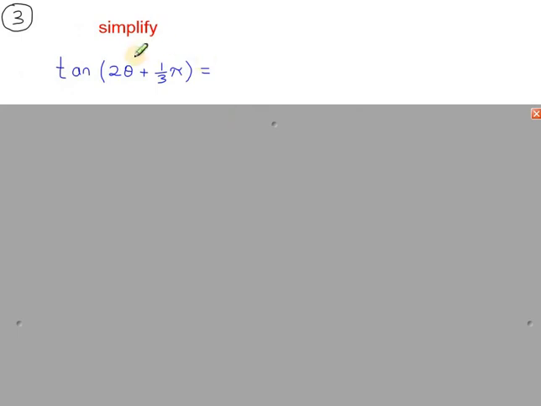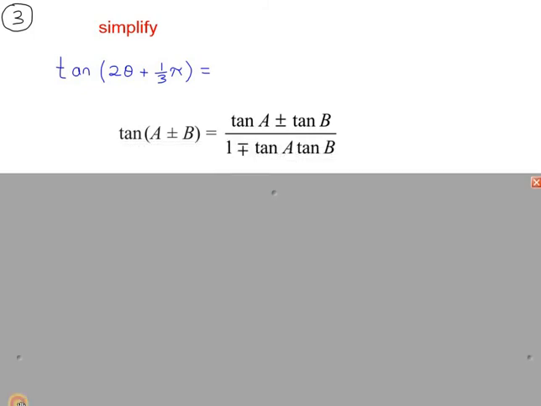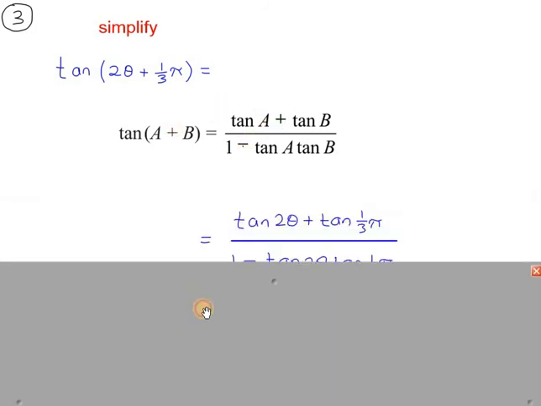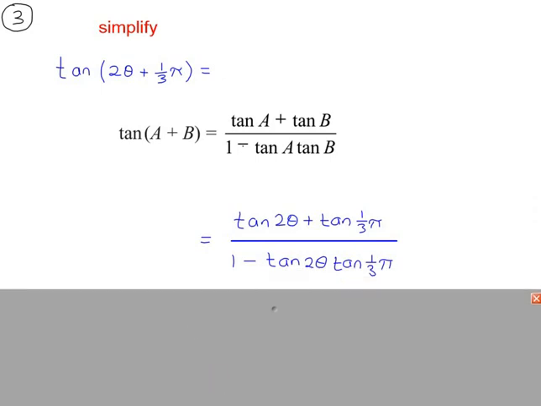Example 3, tan, and we've got two angles with a plus, so here's the identity, and so we need a plus on this side, which goes with that plus and that minus. So substituting in, A is 2 theta, so I need 2 theta here and here, like this and this, and B is 1/3 pi, so I need 1/3 pi here and here, like this and this.